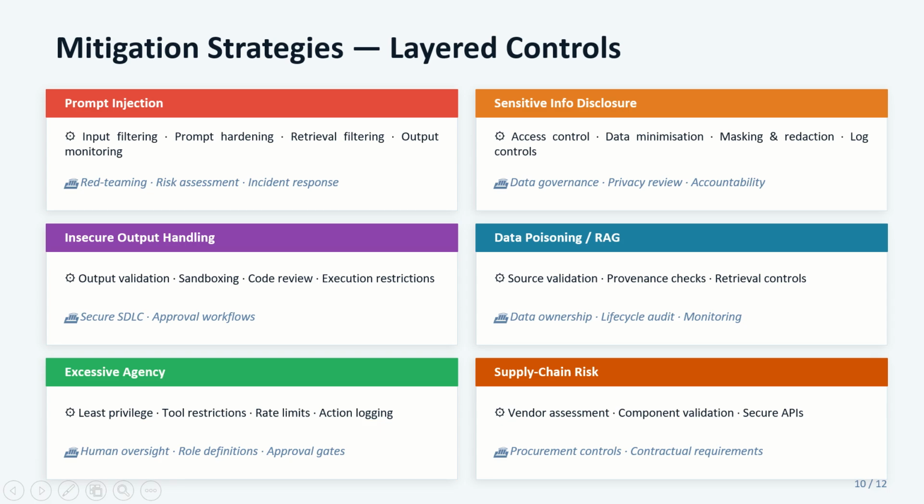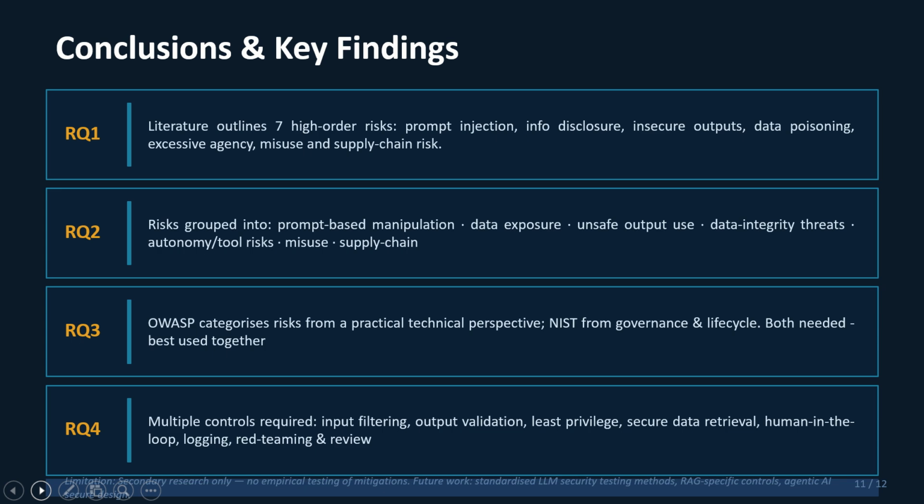Mitigation strategies use layered control. For prompt injection: input filtering, prompt hardening, retrieval filtering, and output monitoring. For sensitive information disclosure: access control, data minimization, masking, and log control. For insecure output handling, data poisoning, and excessive agency, all mitigation strategies are briefly mentioned here. Conclusion and findings: for research question 1, the literature outlines 7 high order risks, and research questions 2, 3, and 4 are all completely answered in this research.